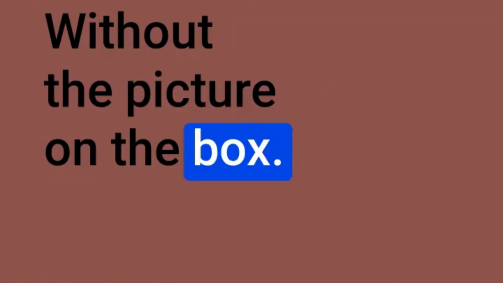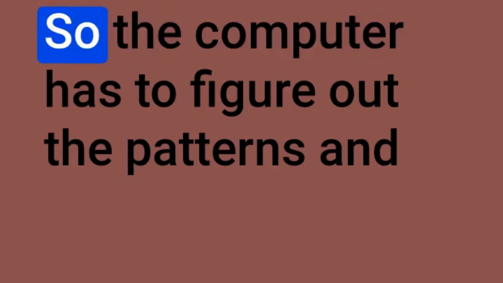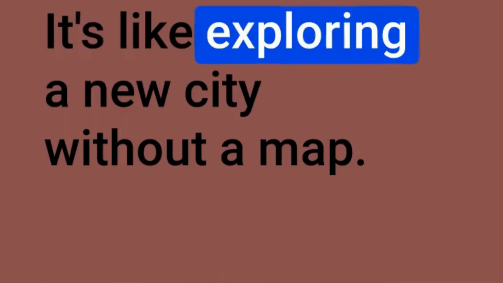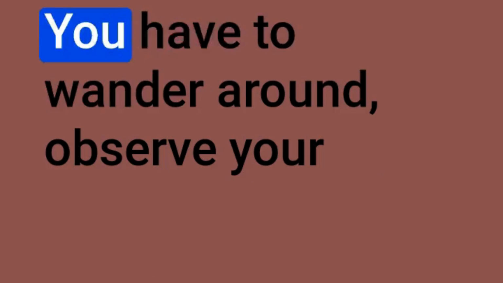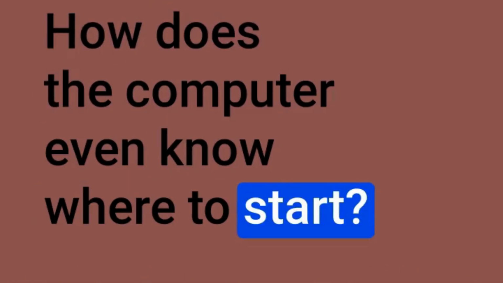Well, unsupervised learning is more like giving the computer a puzzle without the picture on the box. We give it data, but we don't provide any labels or desired outcomes. So the computer has to figure out the patterns and relationships on its own. Exactly. It's like exploring a new city without a map. You have to wander around, observe your surroundings, and try to make sense of things. That sounds challenging. How does the computer even know where to start?